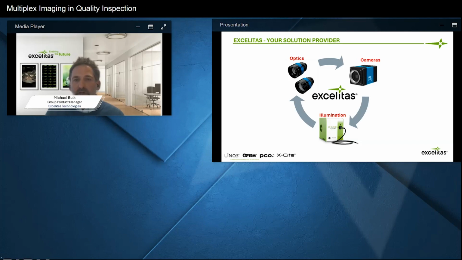Finally, at Excelitas, we have experience in designing and manufacturing illumination, cameras, and optics. We always welcome a discussion with you to see how we can support your application in any one of these individual areas, but also combined as a full imaging solution. So this idea of a multiplex toolbox, having each individual component but also combining them as one full system, and helping you find the right solution for your application. We're always willing to talk to you and see what we can do to help support you.